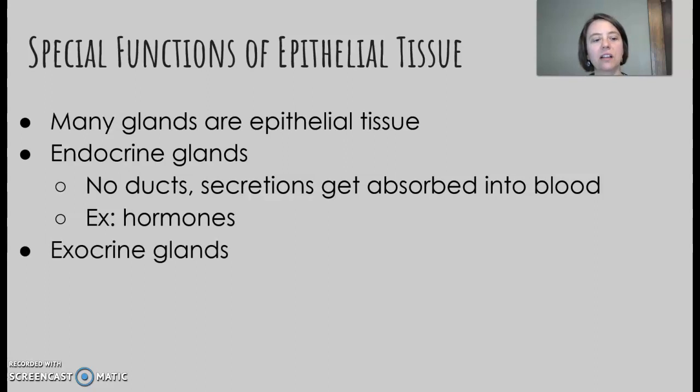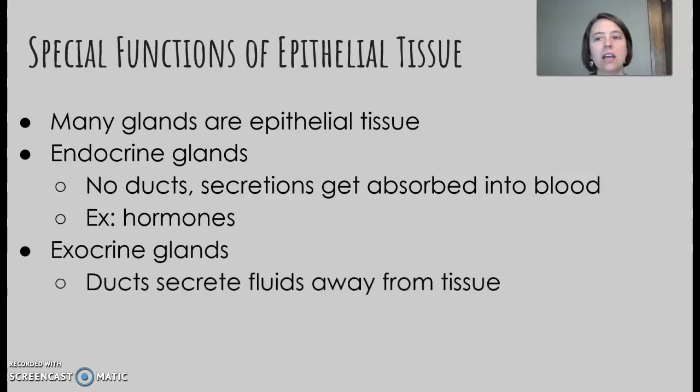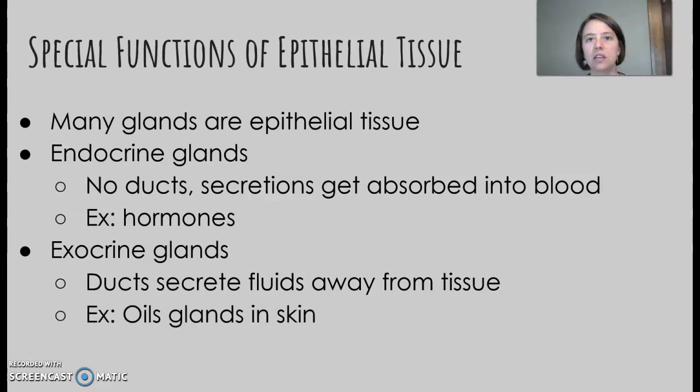And then exocrine glands, where the secretions go out, they have ducts and they secrete fluids away from the tissue. So outside of your body or outside of the inside of your body. So if it was to secrete something into your digestive tract, that's going to eventually lead out. And so an example would be the oil or sebaceous glands on your skin.